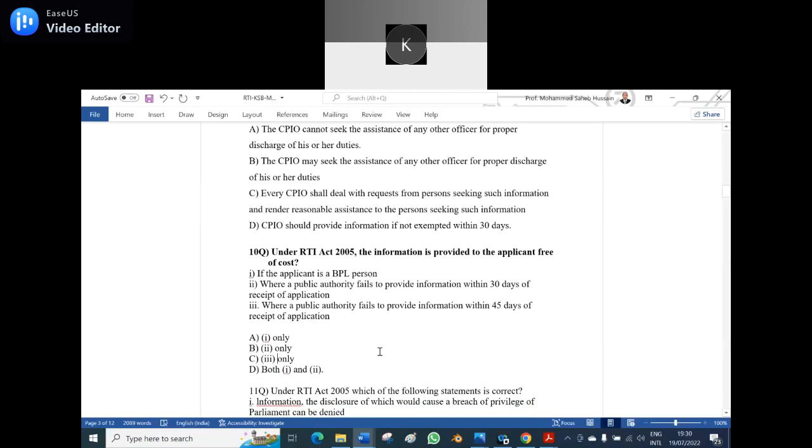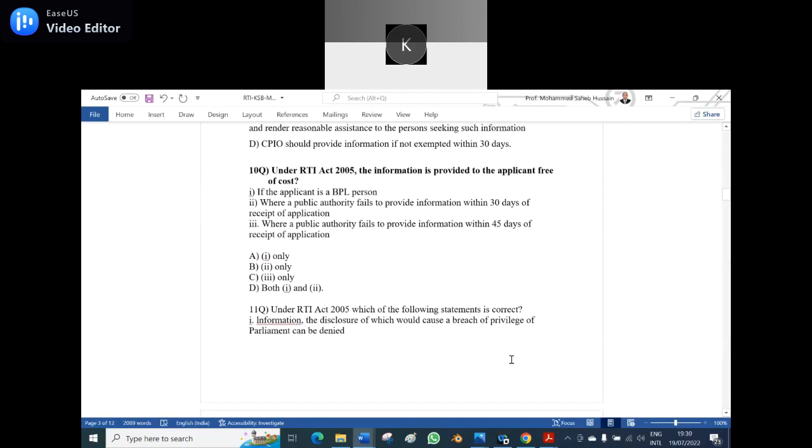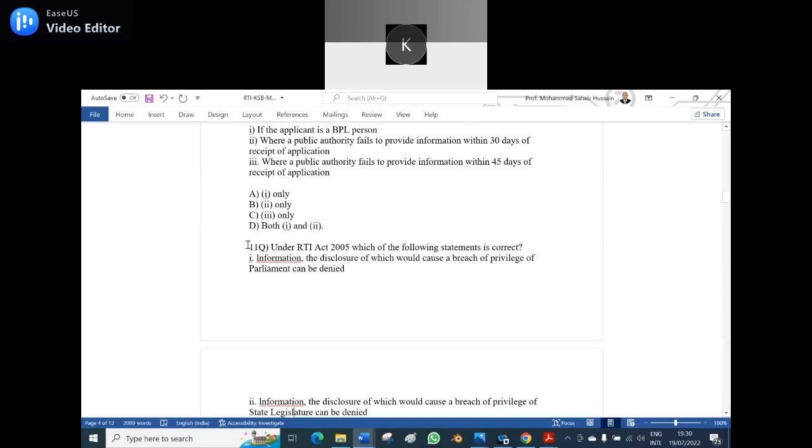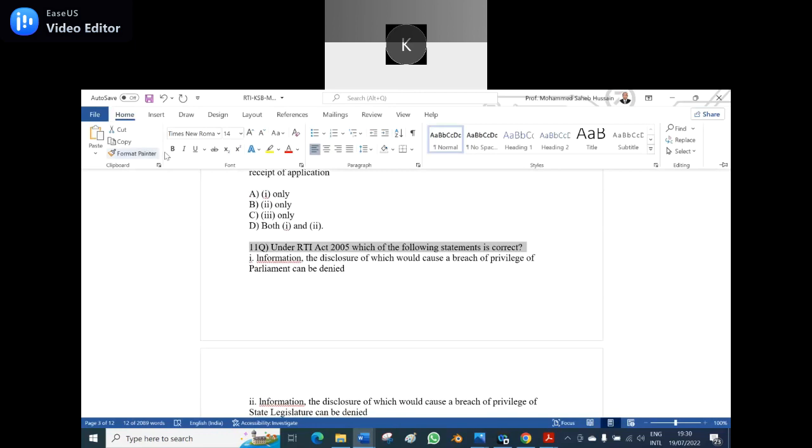D, sir, is both 1 and 2. Yes, option D is the correct answer, both 1 and 2. If the applicant is a BPL person, or if the public authority fails to provide information within 30 days of receipt of application.